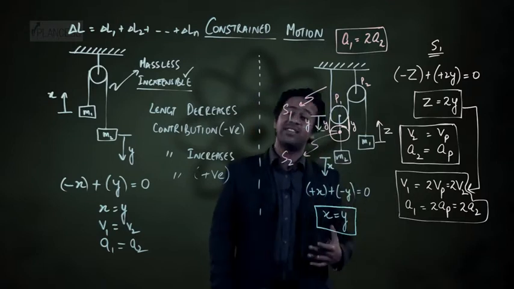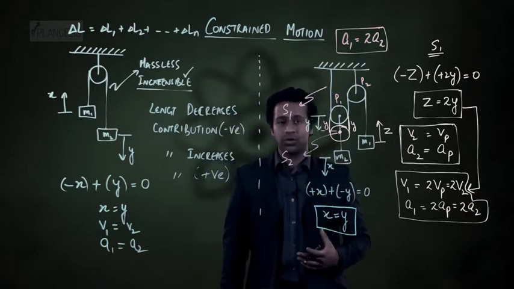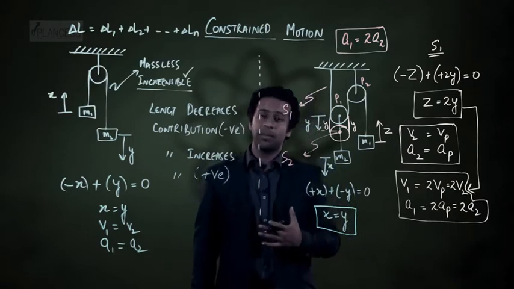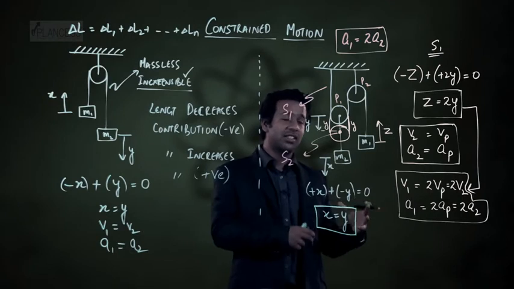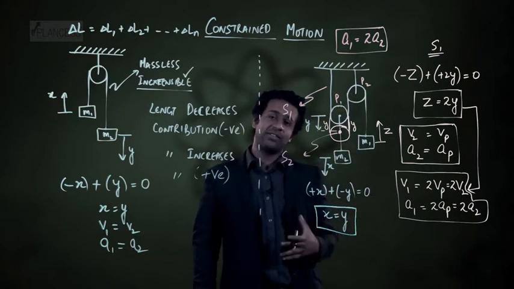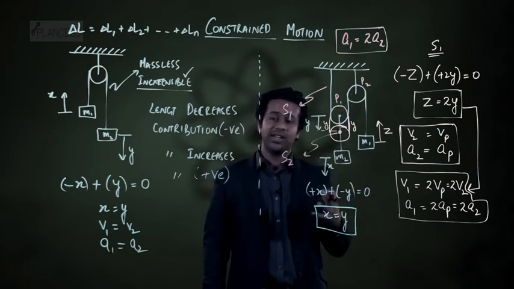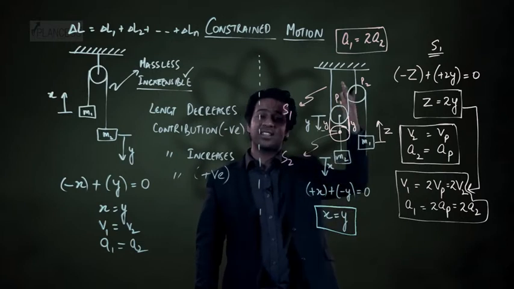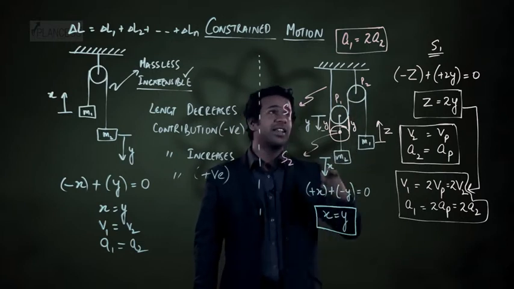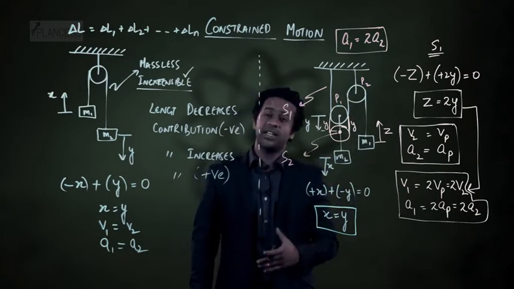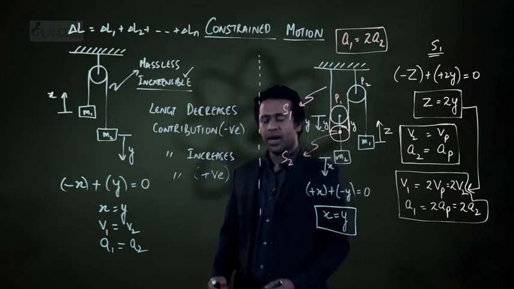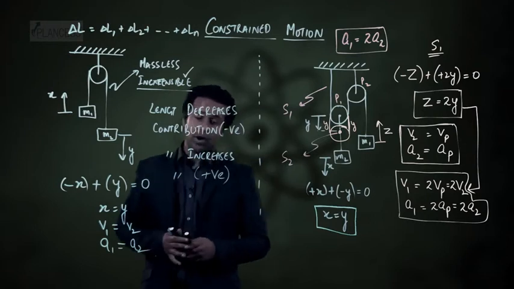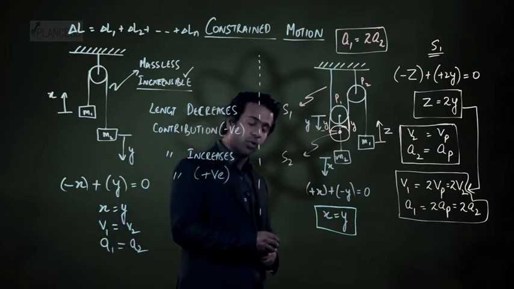And this is why we separately study constrained motion, because it does not depend on the forces or the masses. This is a result of the arrangement that we have created. The geometry of this dictates that the acceleration must have the relation that A1 must be twice the acceleration of mass 2. Right. So with this, I hope you've understood constrained motion.